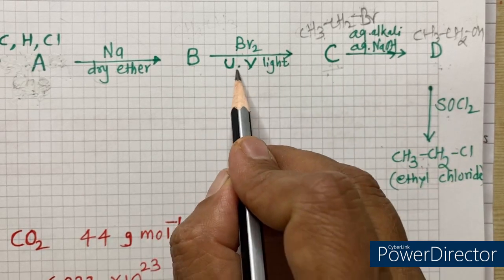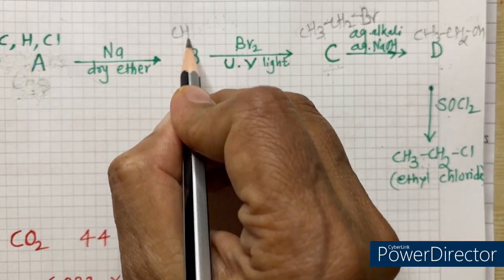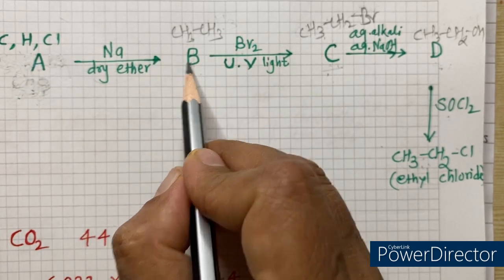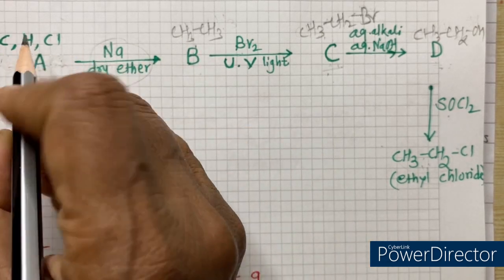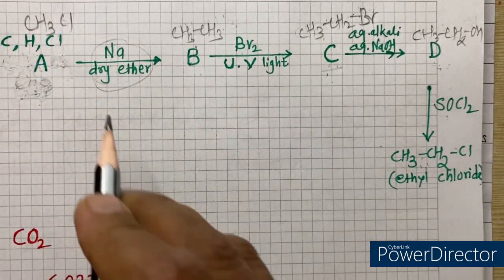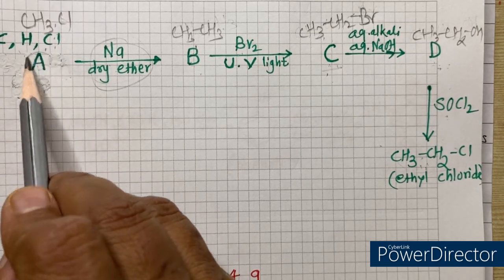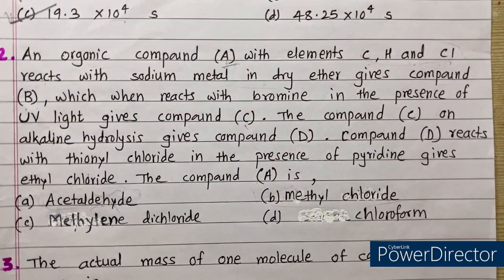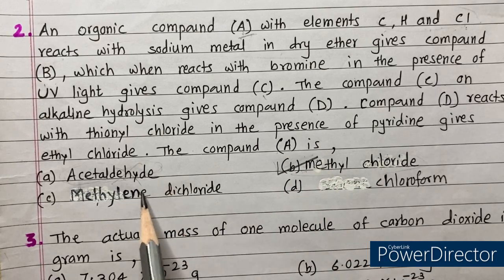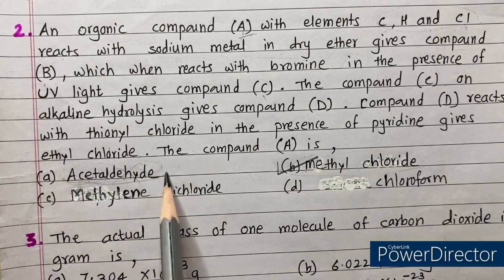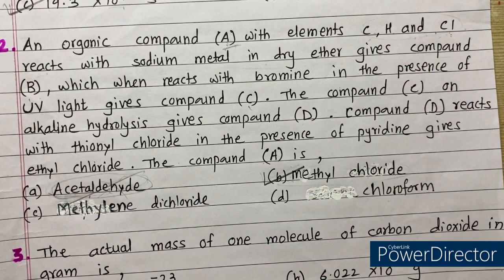Now the action of bromine gives ethyl bromide, so this should be an alkane, that is ethane. Now this is obtained by Wurtz reaction, where carbon atoms are doubled. It is ethane, therefore this is methyl chloride, since chlorine is present. Therefore the compound A is option B, methyl chloride. Now see here, here also chlorine is present, but this is never the answer because the initial C and Cl atoms are present.